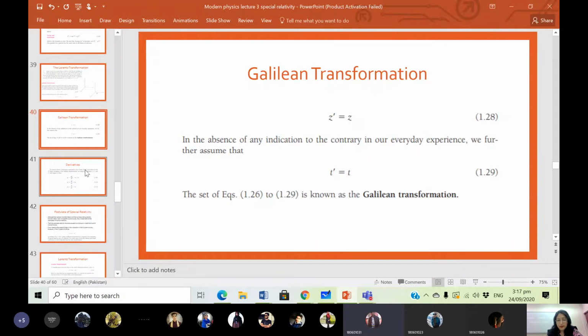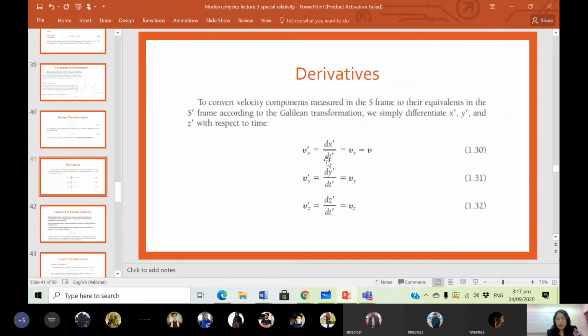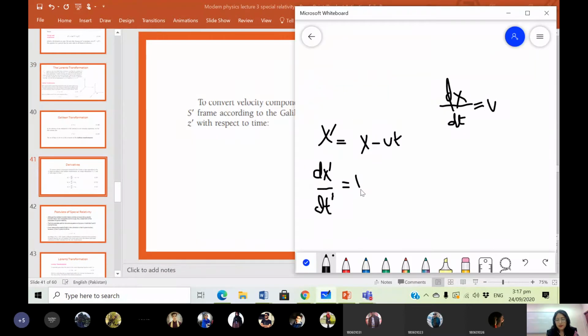Okay, so now take the derivative. We were doing this. Take the derivative of this with respect to t dash. What will we get? This will be equal to vx dash, for the x component, because this is the x velocity. This will be vx dash because it's dx dash divided by dt dash, which according to this formula will give you the velocity in the x direction.